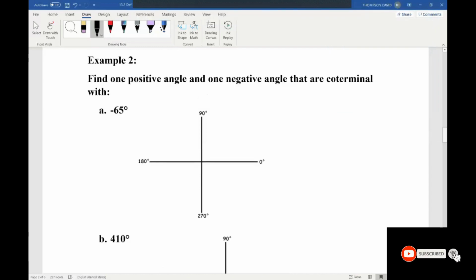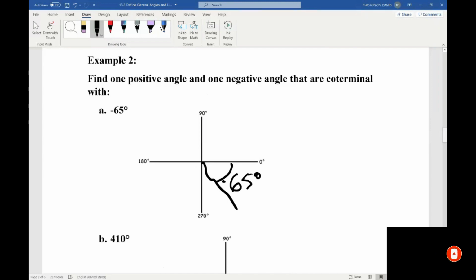Example 2, find one positive angle and one negative angle that are coterminal with negative 65 degrees. So first, remember negative angles go clockwise, so this will be our negative 65 degrees. So here's our negative angle. So that's negative 65 degrees.